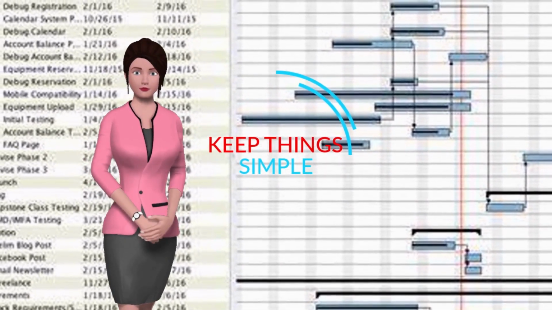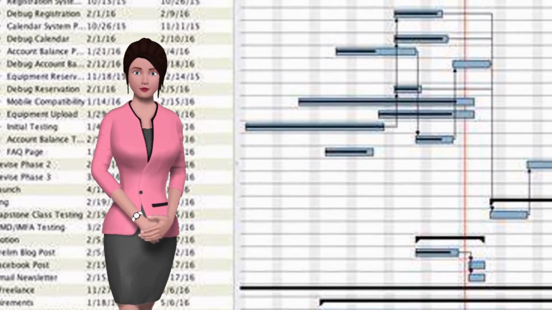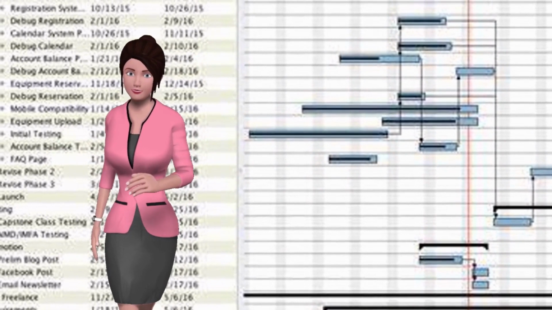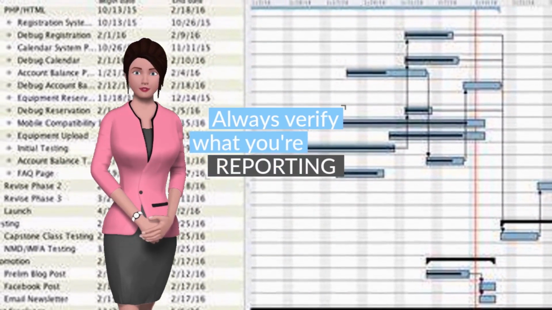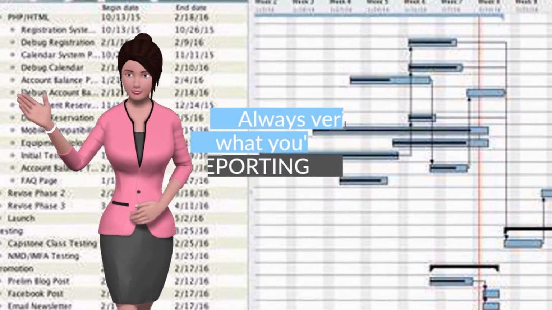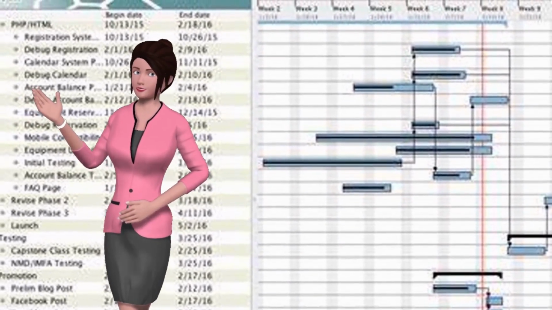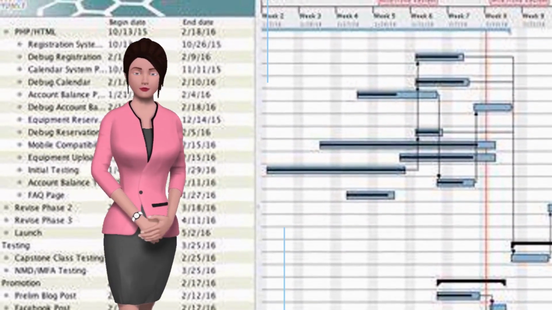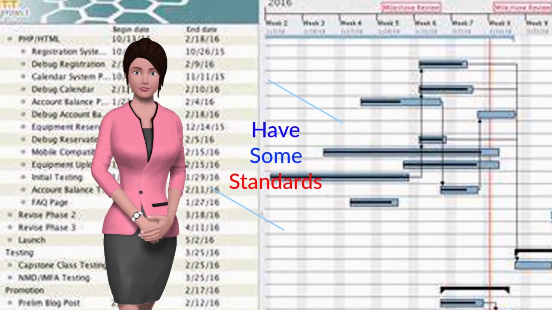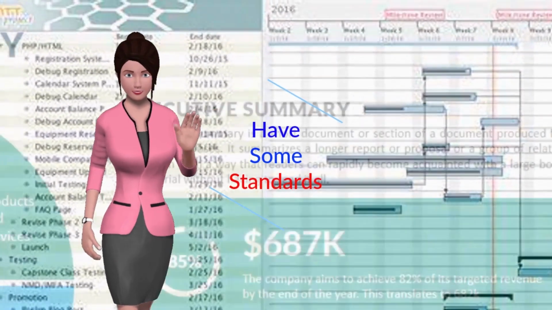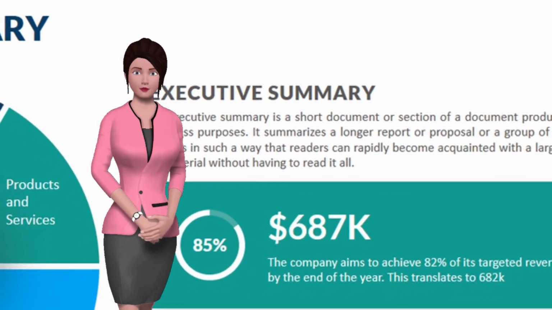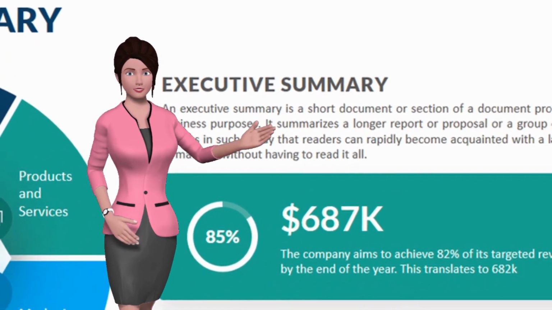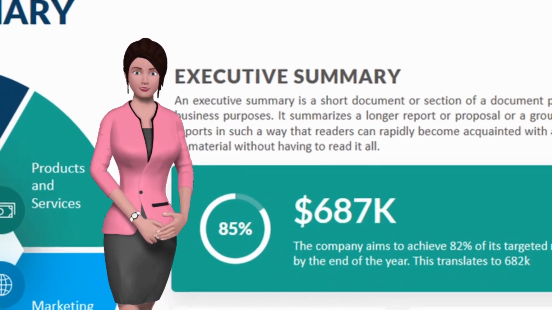Keep things simple. Keep reports simple to ensure effectiveness. Don't pull in details unrelated to the issue on which you're reporting. Always verify what you're reporting. It's a bad idea to assume information is correct without doing due diligence to ensure it is. Have some standards. Reporting simplification is made easier through creation of standards defining report structure, and how information is presented. Given this, building templates to make the work easier is a great first step.